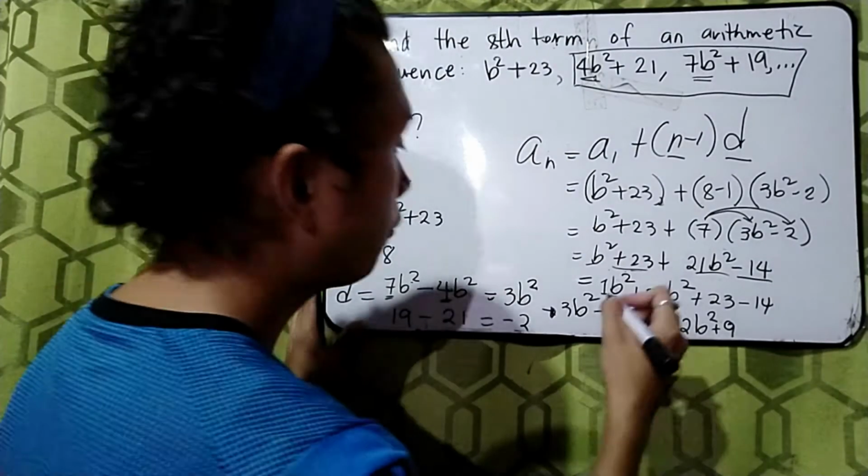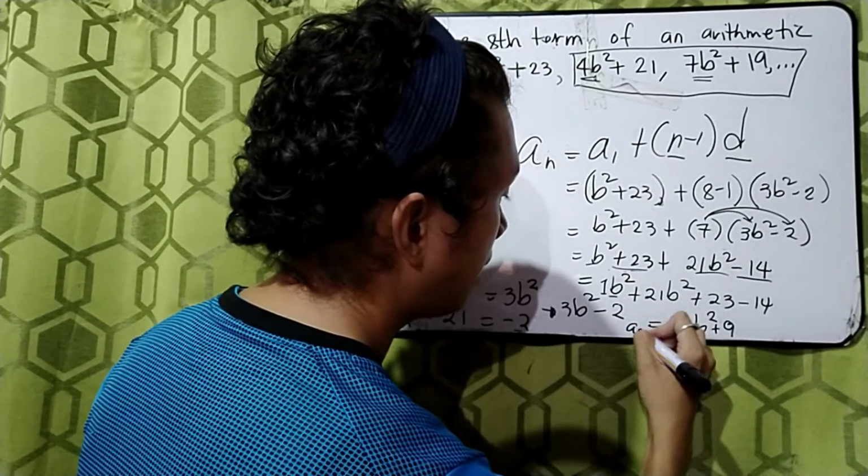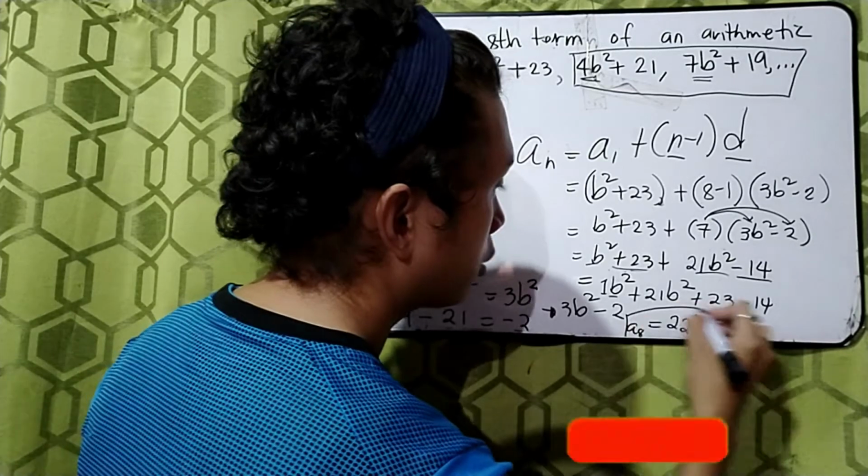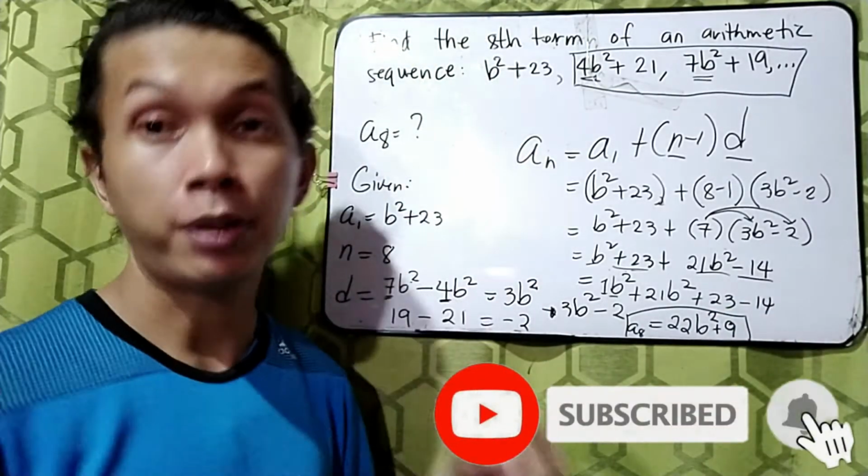Okay. Therefore, our a sub 8 is 22b squared plus 9.